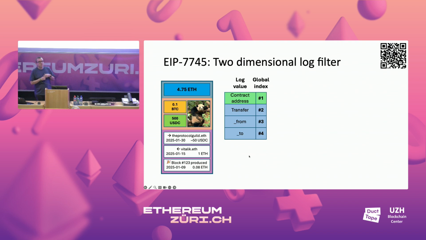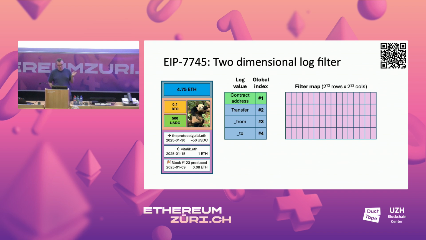And then one of the problems in the past with the logs bloom is 2,000 bits is not enough. So let's just make it bigger. This is like 4,000 rows times 2 to the 32. Lots of bits, so no more false positives.